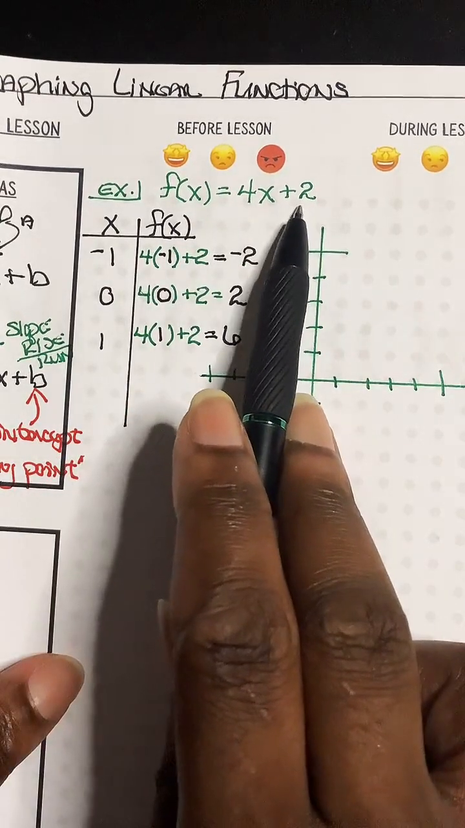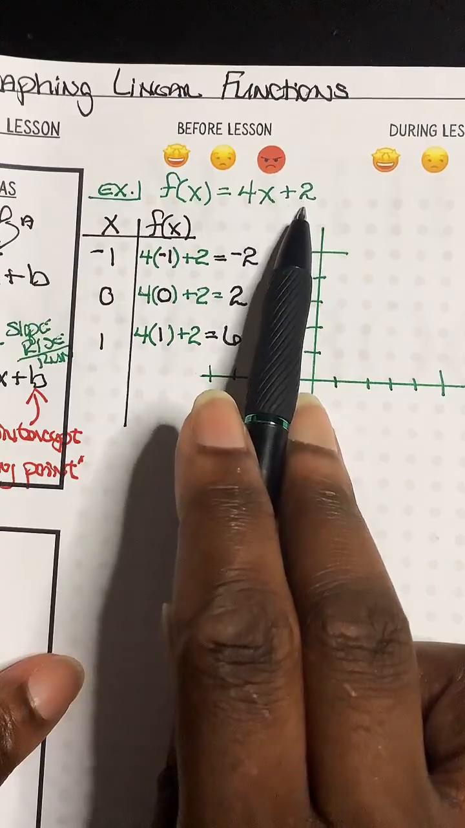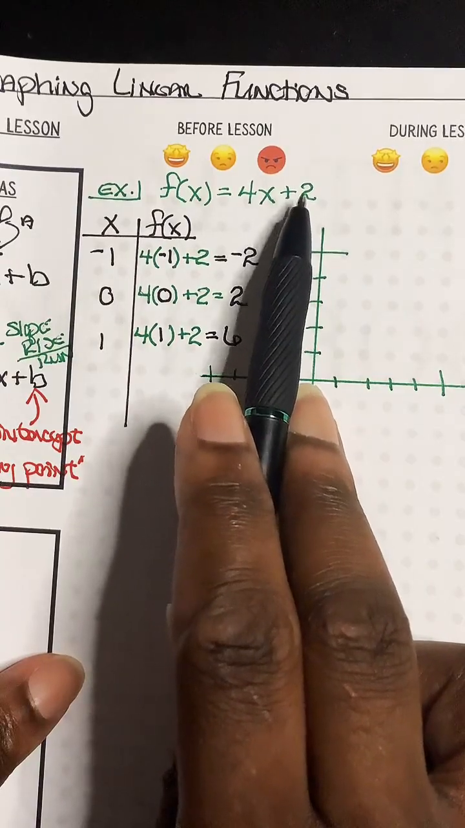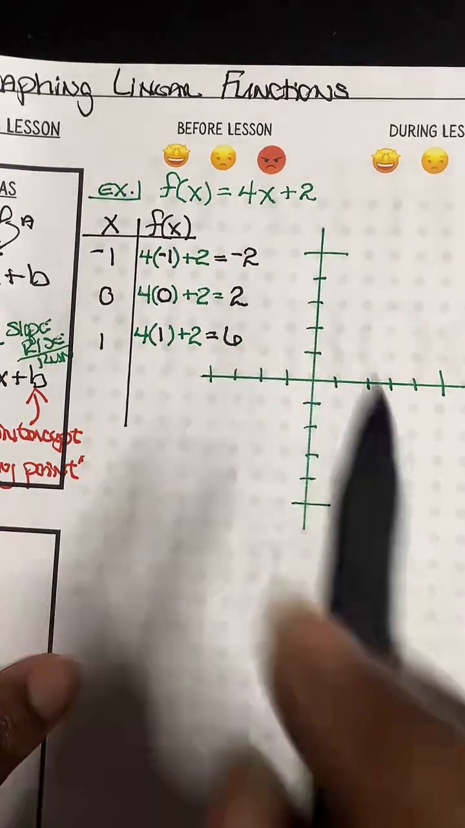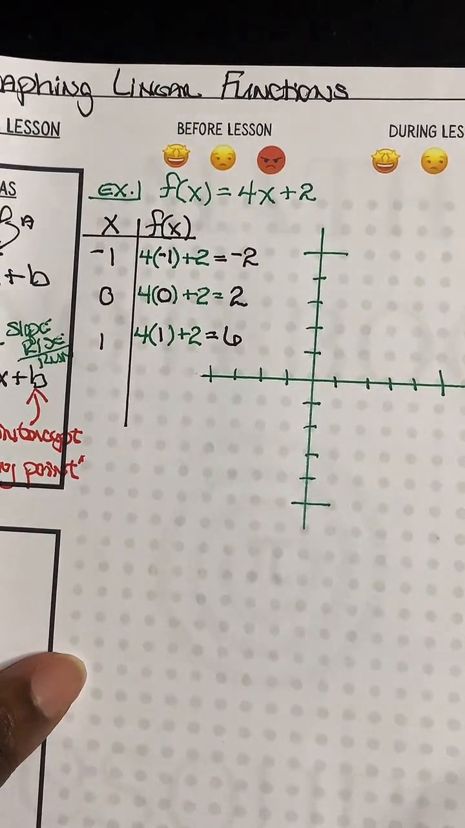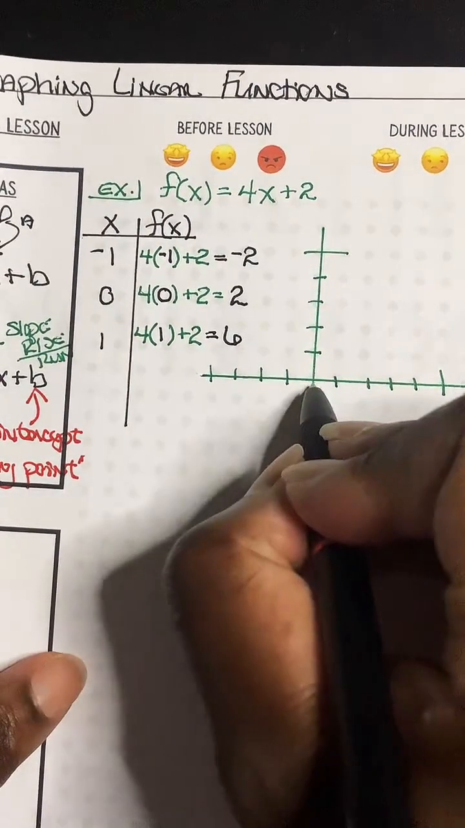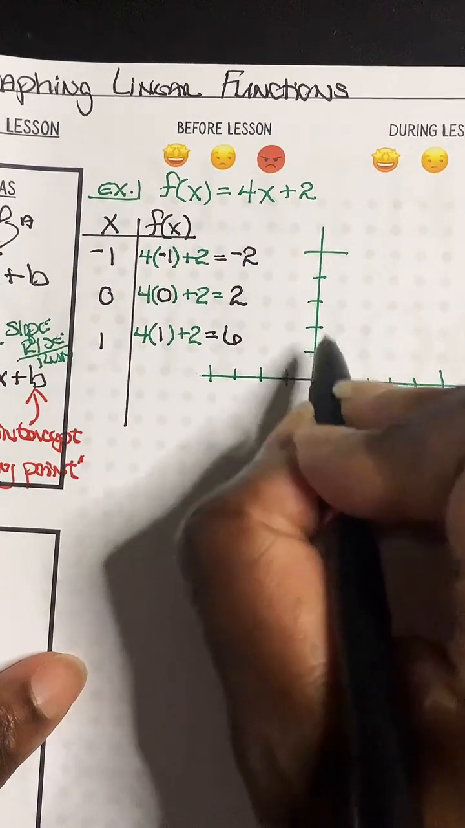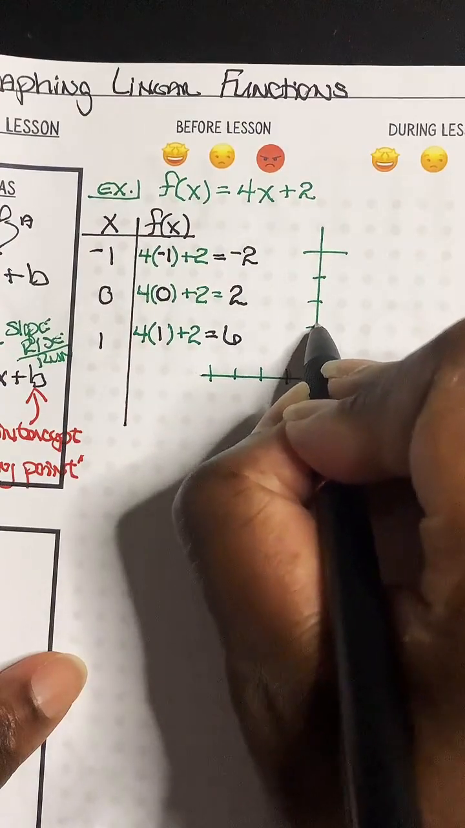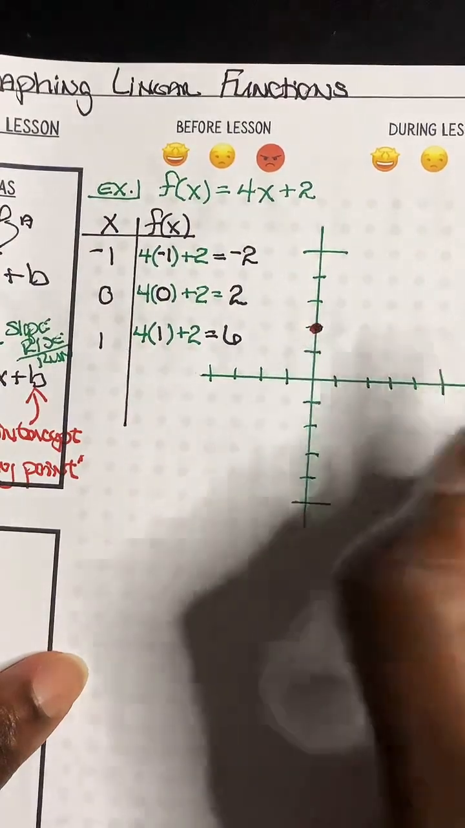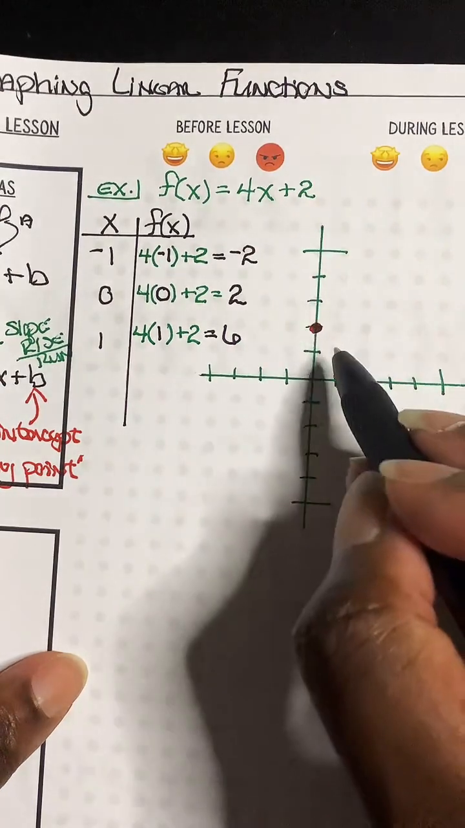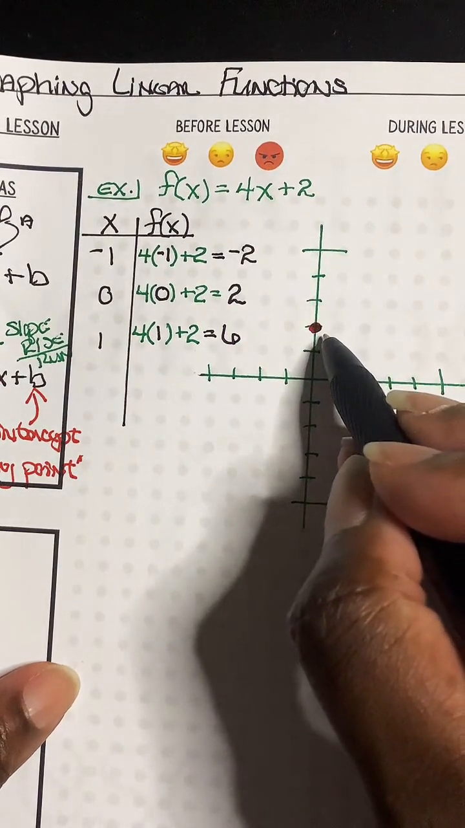I can start with my constant, okay? That's my y-intercept. So if I'm here at the origin, I can go up 1, 2, and plot my very first point. So that plus 2, that's my y-intercept.